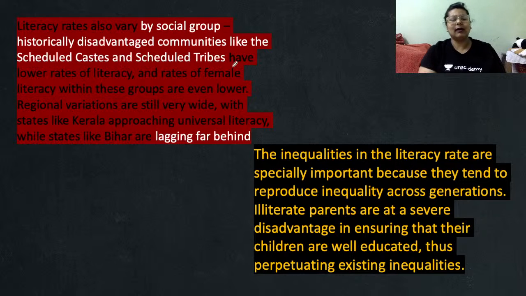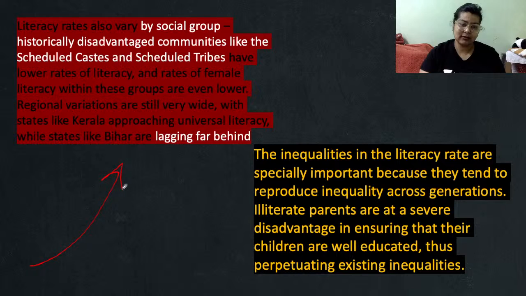The rates also vary by social group, among historically disadvantaged communities like the scheduled castes and scheduled tribes. We have been studying this constantly in sociology, about the deprived classes and the disadvantaged communities, which you can say in better language. This really plays a major role. There are also differences between states, for example Bihar, which is lagging far behind. In terms of literacy, there are variations across states.